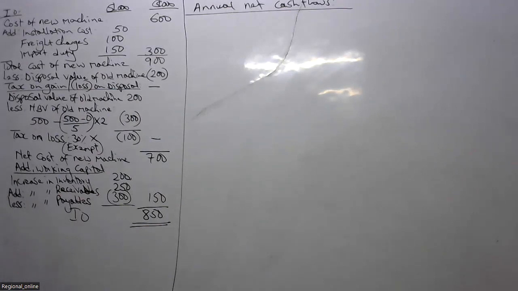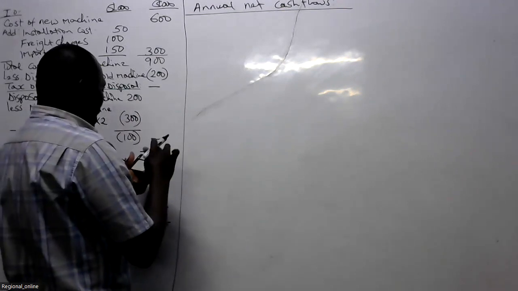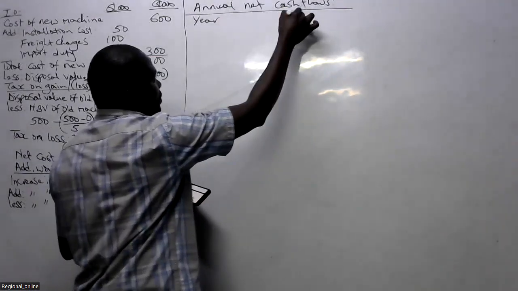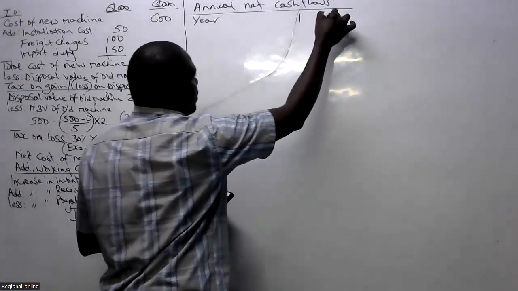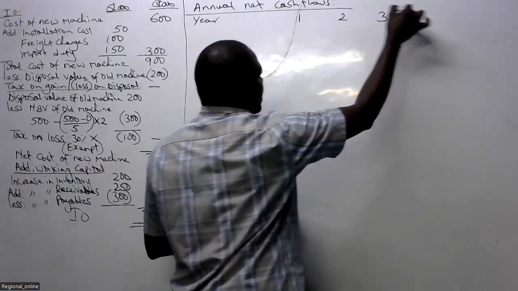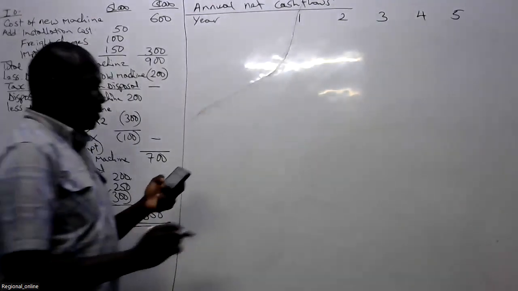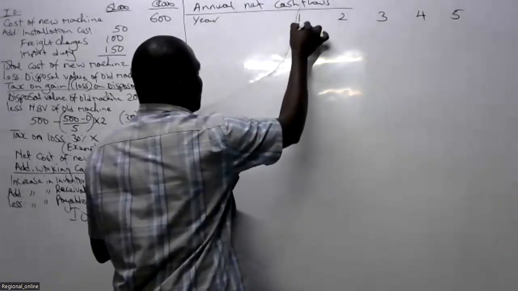So the annual net cash flows, how many years? It's 5 years, isn't it? So year one, two, three, four and five. So the figures are in thousands of shillings.